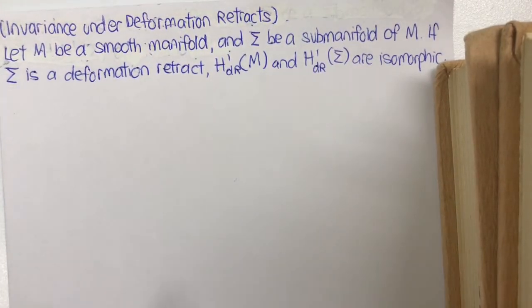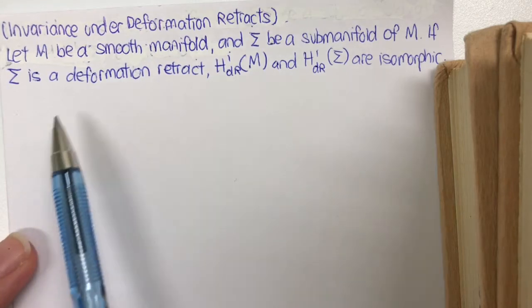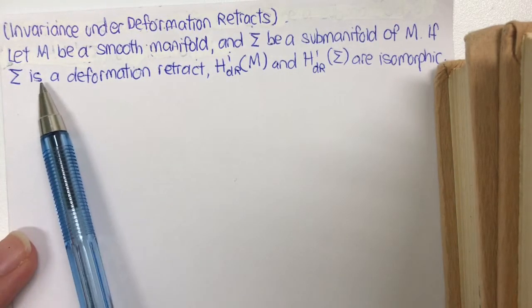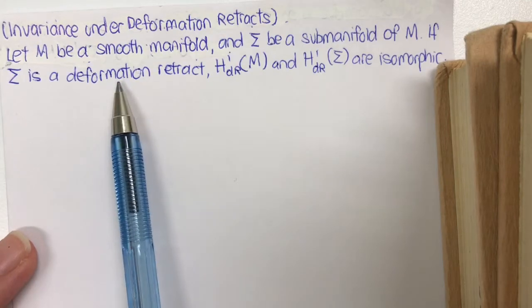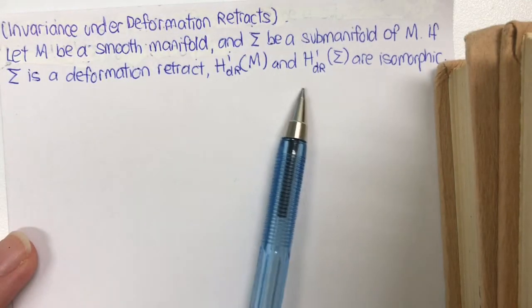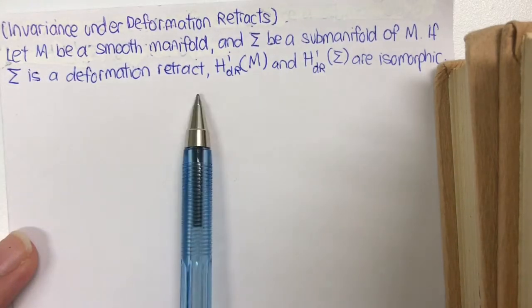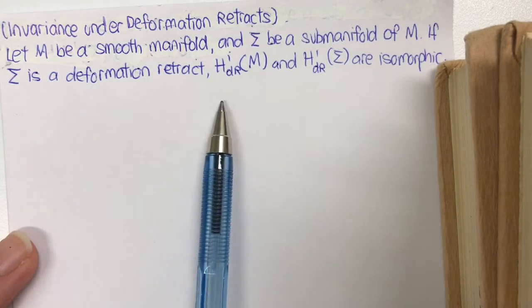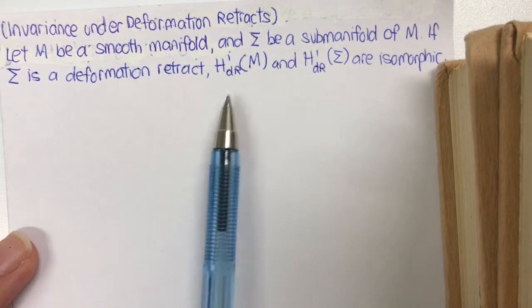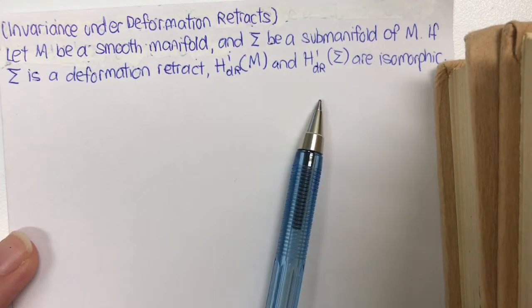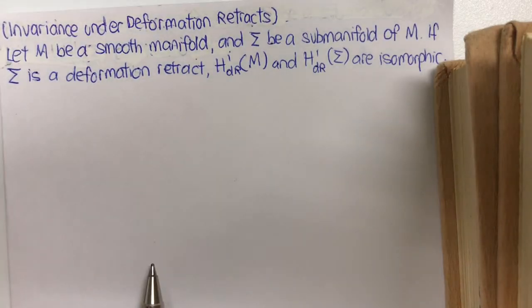So we would like to prove the invariance under deformation retracts, where we first assume M to be a smooth manifold and sigma to be a submanifold of M. And so if sigma is a deformation retract, we can claim that the de Rham cohomology group of M and the de Rham cohomology group of sigma are isomorphic.